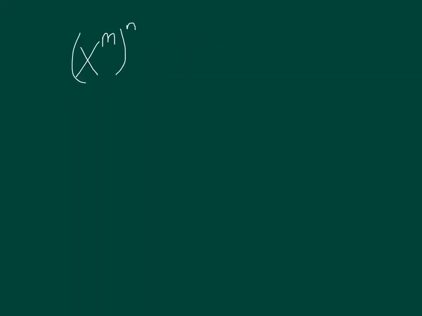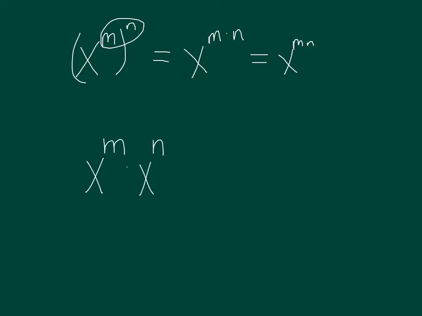So the first one, we have x to the m to the n. This is the same as x to the m times n. When it's a power to a power, you're going to multiply your two exponents. So we get x to the mn. If you remember when we had x to the m times x to the n, and we had two x's as our bases, we added those two. Okay? But when it's a power to a power, we're going to multiply them.